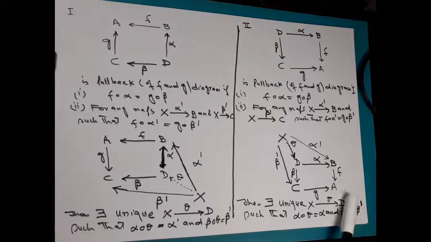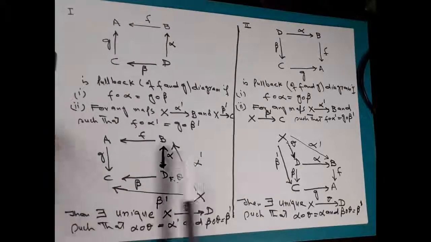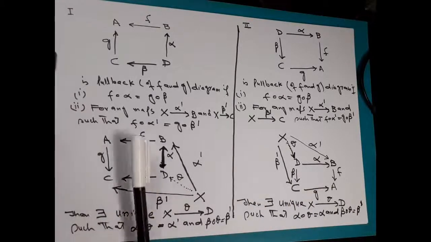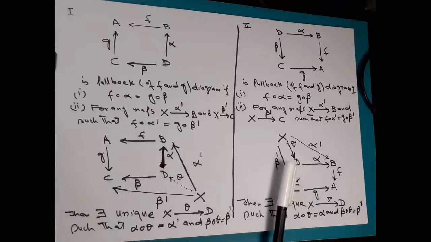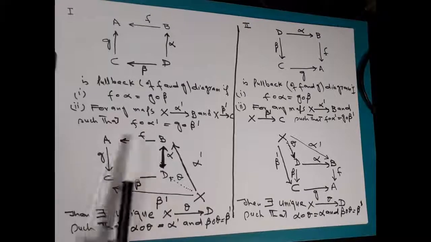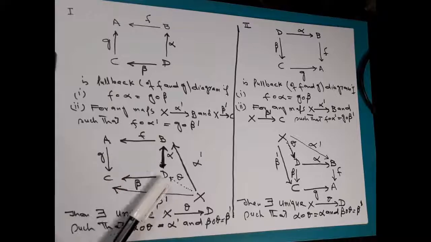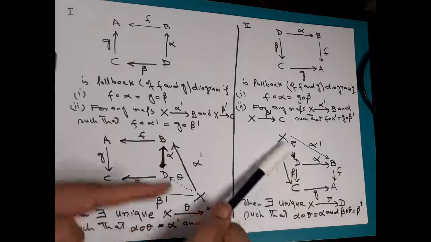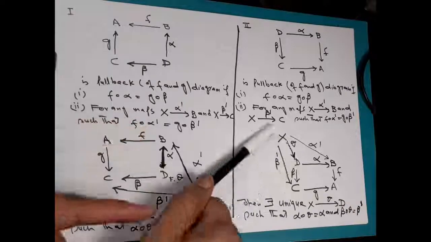So if you see these two diagrams opposite to each other, you can see that these diagrams convey the same concept, and that is the concept of pullback of arrows f and g. That is going to be this object D, and then these arrows. Pullback of f and g is going to be this object D with this particular universal arrow.